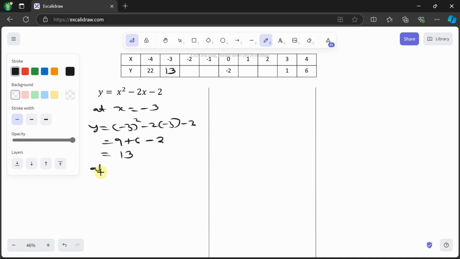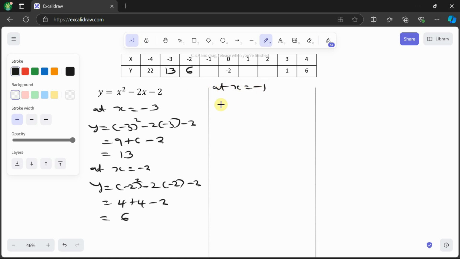So at x is equal to minus 2, y will be equal to minus 2 all squared minus 2 open brackets minus 2 minus 2. Minus 2 all squared will give you 4. Minus 2 times minus 2 will give you plus 4. Then minus 2. So 4 plus 4 is 8, minus 2 is 6. So this value here is 6. So at x is equal to minus 1, y will be equal to minus 1 all squared minus 2 open brackets minus 1 minus 2. Minus 1 all squared will be 1. Minus 2 times minus 1 will give you plus 2, then minus 2. Plus 2 minus 2 is 0, so my answer will just be 1. So this guy here is 1.